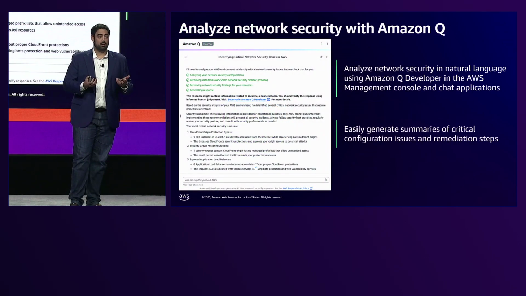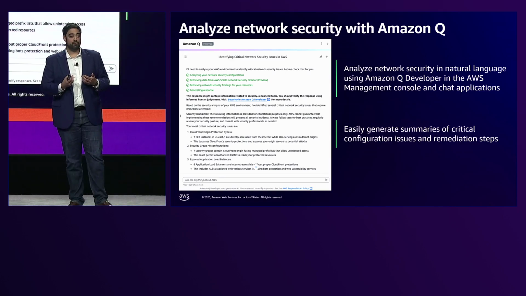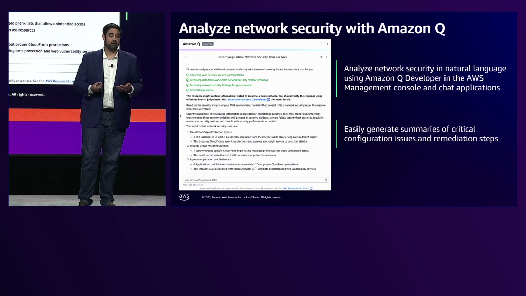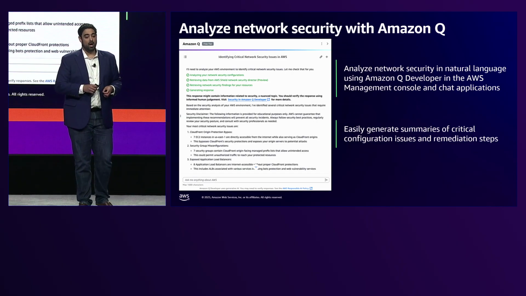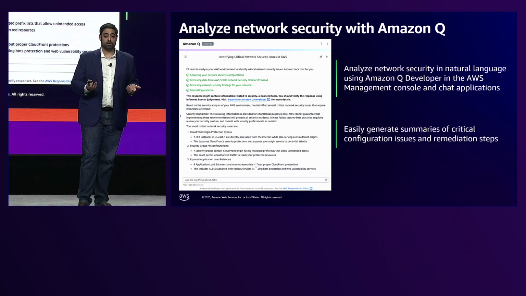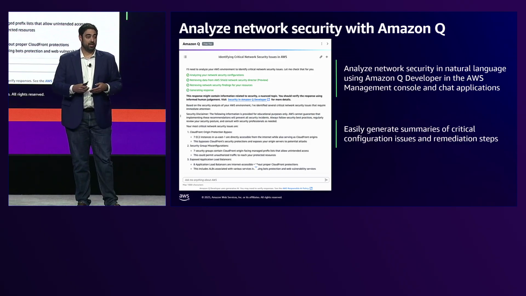You can launch the Amazon Q experience for analyzing network security from the Amazon Q chat capability in the management console, also from chat applications like Teams, Slack, what have you, to ask questions about your network security posture. You can use it to analyze the resources in question that are in your environment, to analyze the findings themselves, identify the severities of resources and findings, and identify the remediation steps across multiple resources.